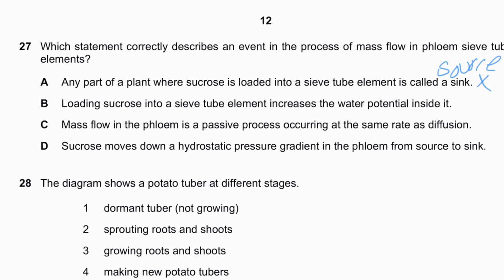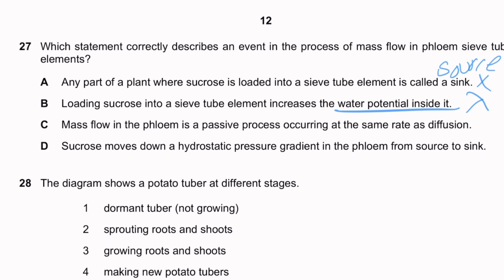Loading sucrose into a phloem sieve tube element increases the water potential inside it. Actually, no, because when you load something with sugar, you're making it more concentrated, right? Like when you put sugar into your tea, you're decreasing the amount of water inside and increasing the amount of sugar inside, so it becomes more concentrated. It's not increasing the water potential, it's the opposite.